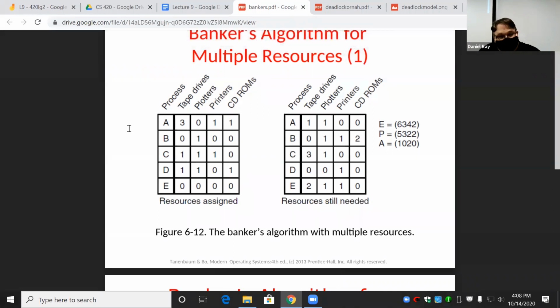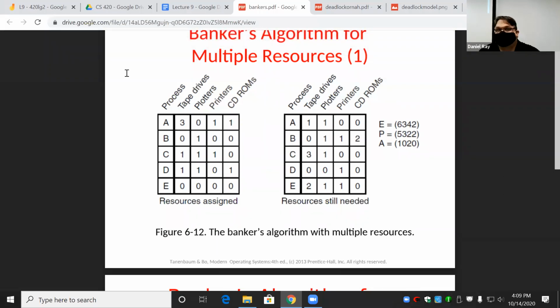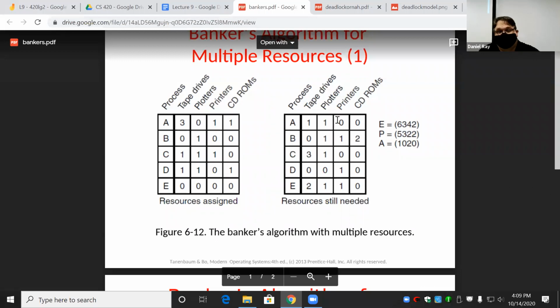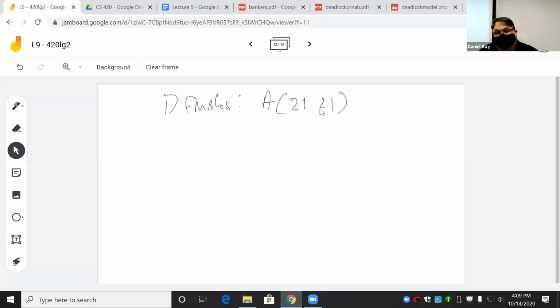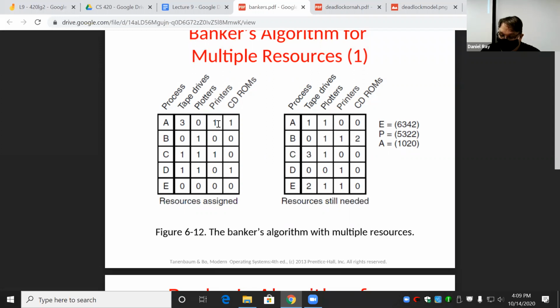Okay? Dive back in. Can I give A 1, 1, 0, 0? Process A 1, 1, 0, 0. Yeah, because I have 2, 1, 2, 1. But all of those numbers individually are bigger. Okay? So A is going to give back 3, 1, 1, 3, 0, 1, 1. And that's going to give us 5, 1, 3, 1.